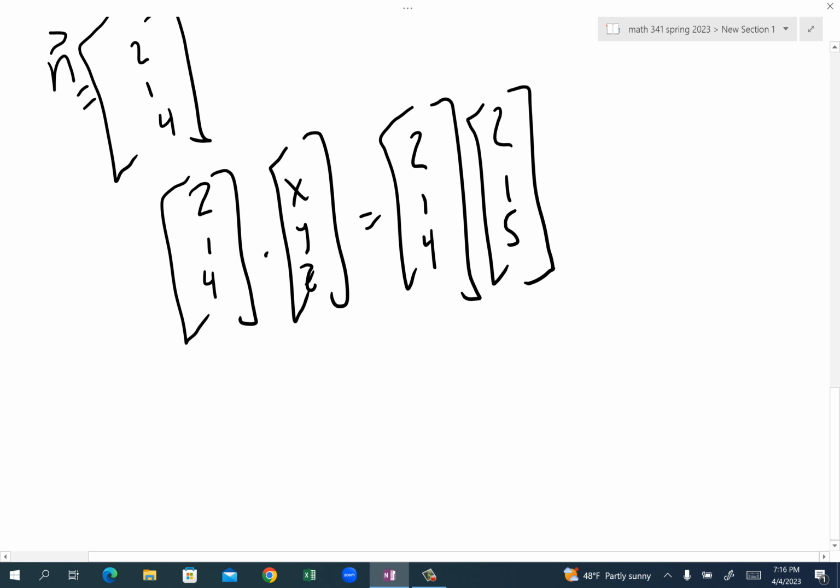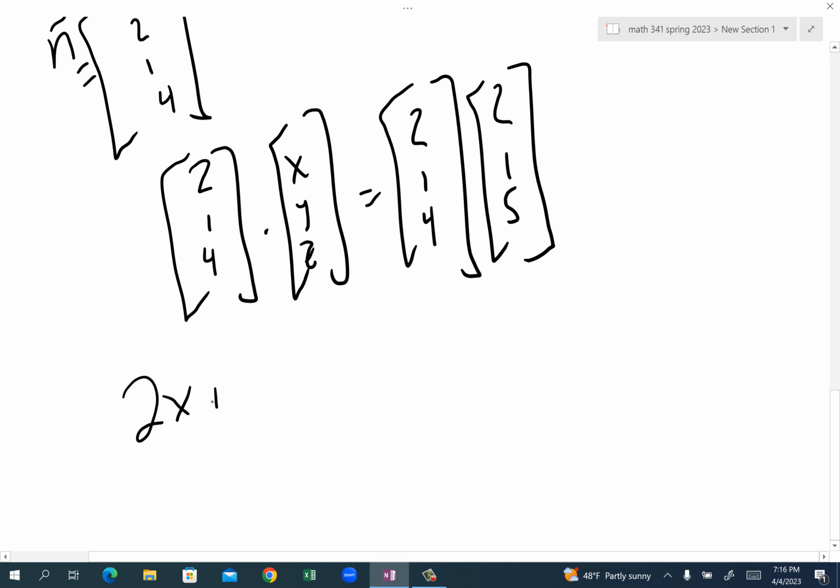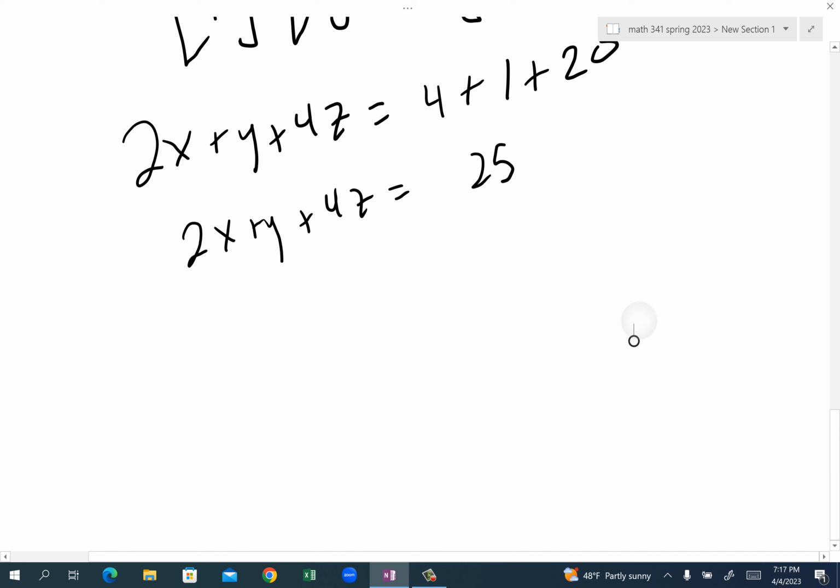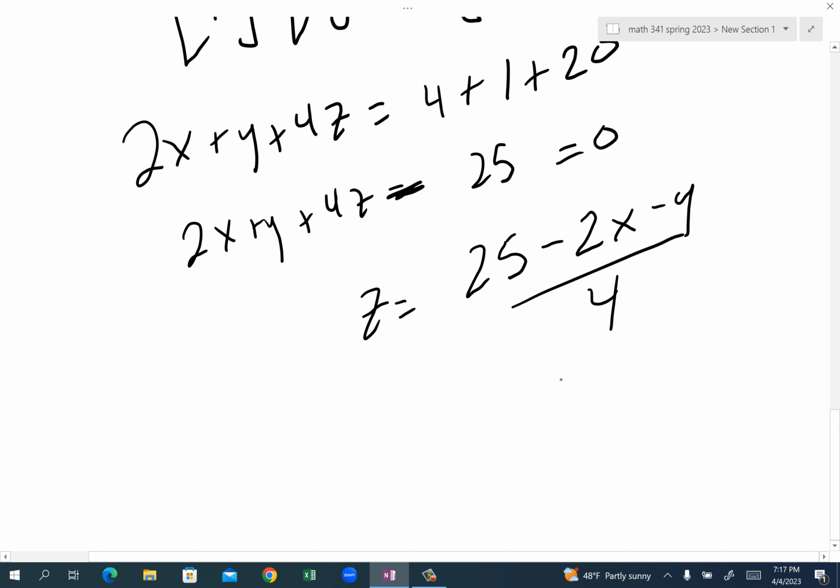Okay? If you dot this out, you're going to get 2x plus y plus 4z is equal to 4 plus 1 plus 20. So 2x plus y plus 4z is equal to 25. Or if you're weird, subtract 25 over here, set it equal to 0. Or if you're weird, z equals (25 minus 2x minus y) divided by 4. Right? So you could rewrite that. They're all algebraically equivalent. So not to panic.